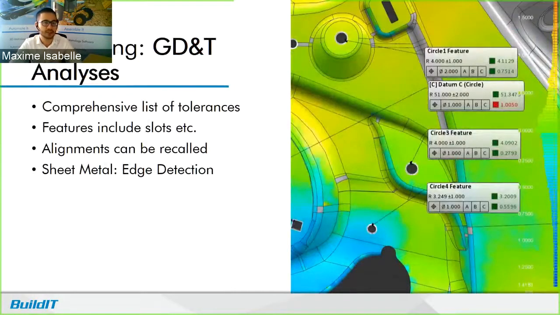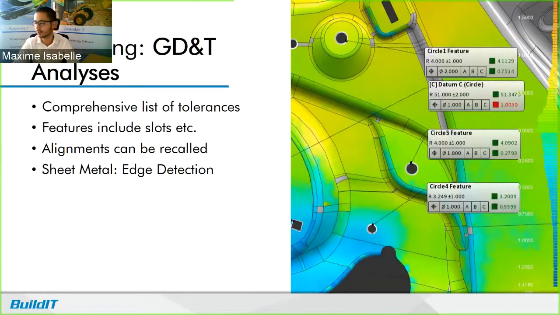Next, we have a GD&T analysis. We have a comprehensive list of tolerances. The features include slots and plenty of other more complex features that you can align to or inspect. And then finally, we have multiple alignments that can be calculated in the background, but that can also be recalled, which is quite nice if you want to see exactly what's going on in your model.